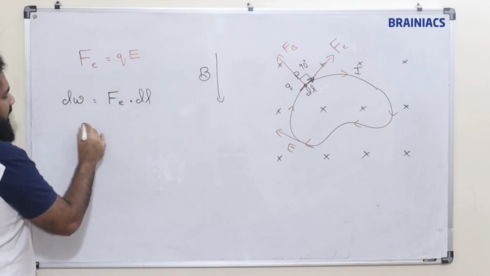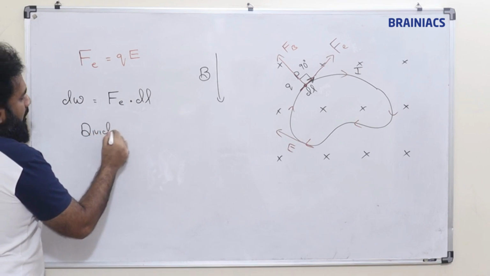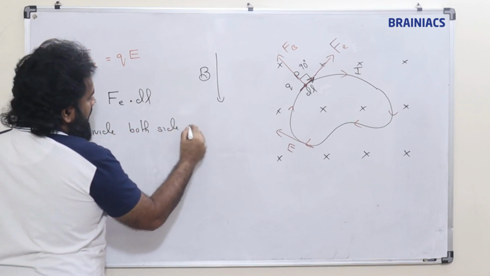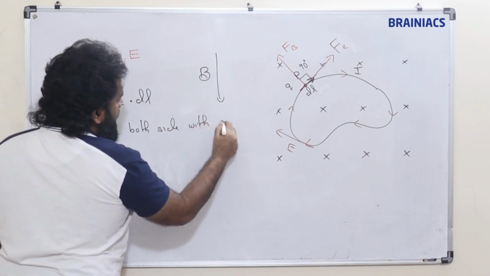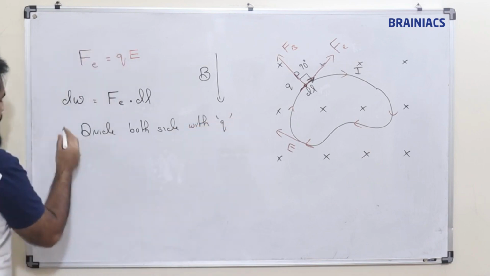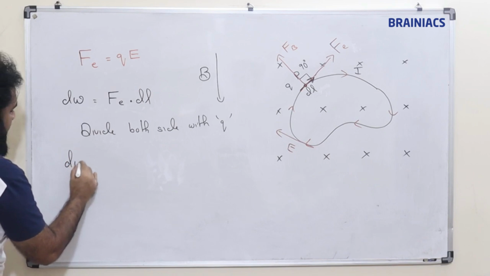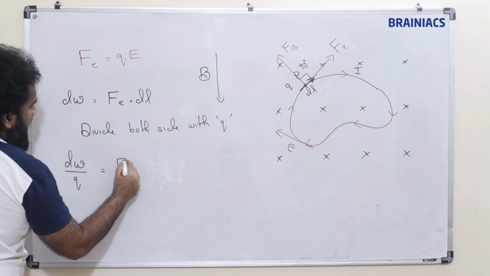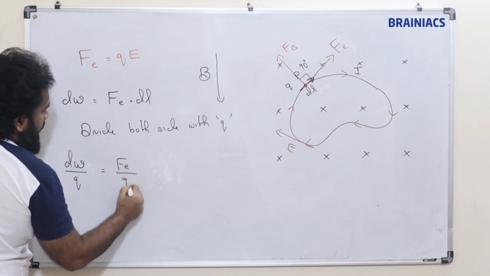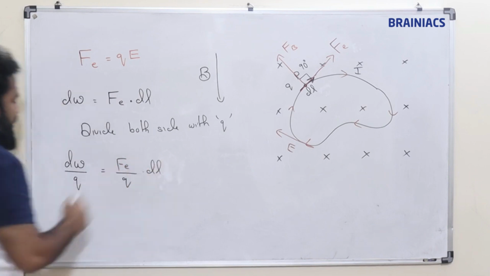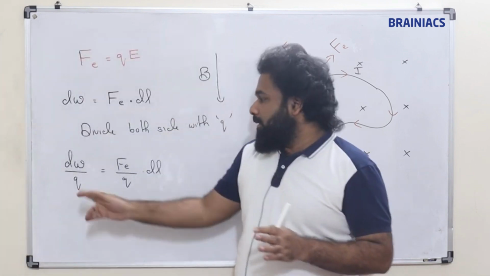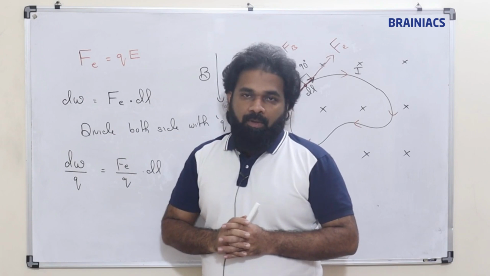Now suppose I divide both sides with the charge q. What will happen here? dW by q is equal to Fe by q dot dl. What is dW by q? That is the work done per charge.